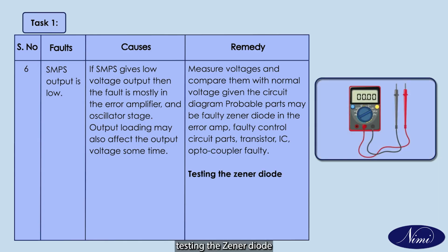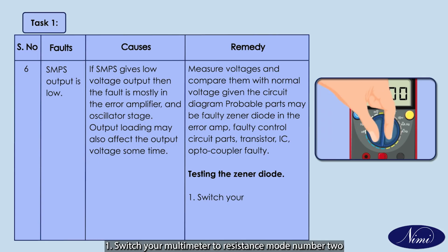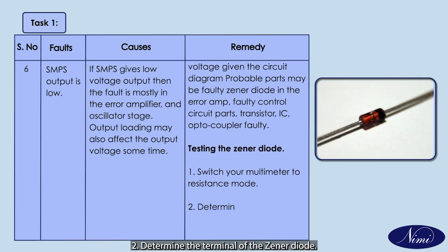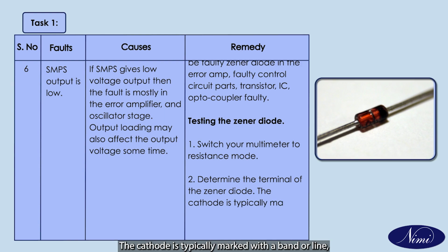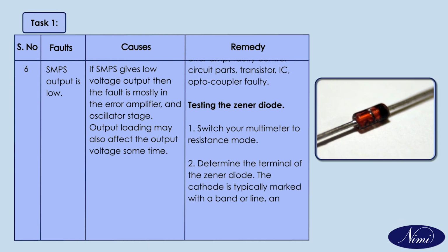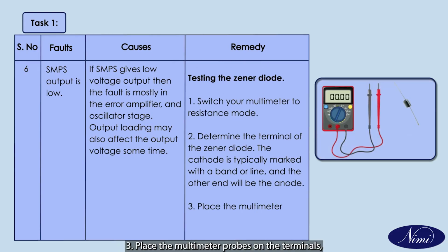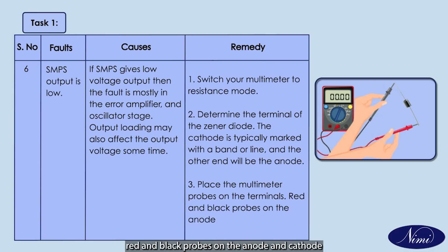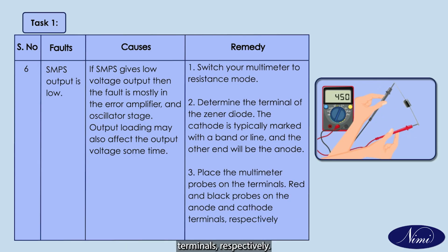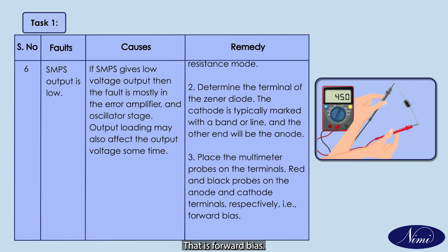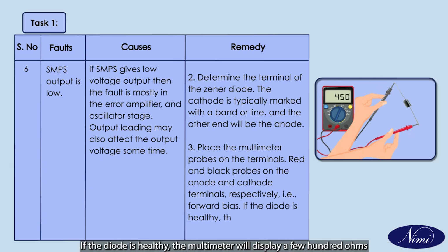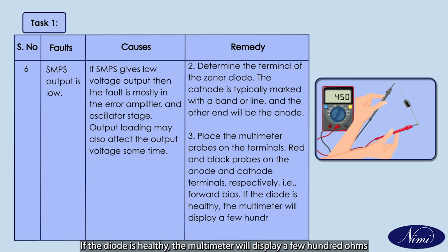Testing the Zener diode. Number 1. Switch your multimeter to resistance mode. Number 2. Determine the terminals of the Zener diode. The cathode is typically marked with a band or line, and the other end will be the anode. Number 3. Place the multimeter probes on the terminals, red and black probes on the anode and cathode terminals respectively, that is, forward bias. If the diode is healthy, the multimeter will display a few hundred ohms.